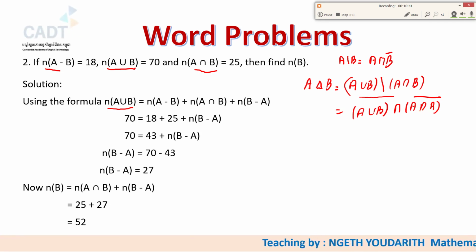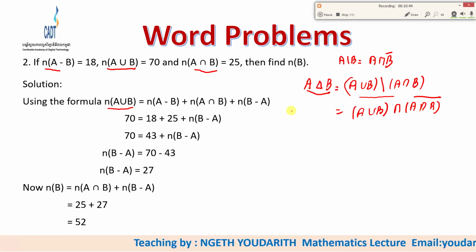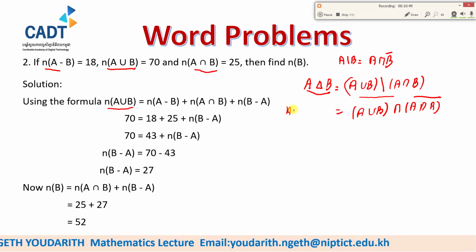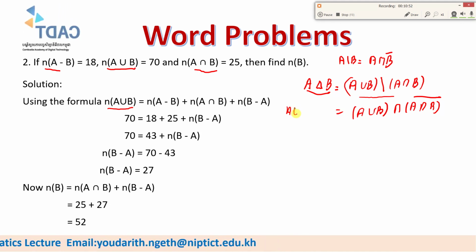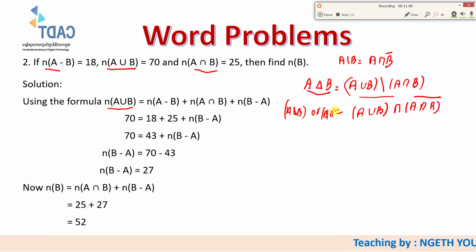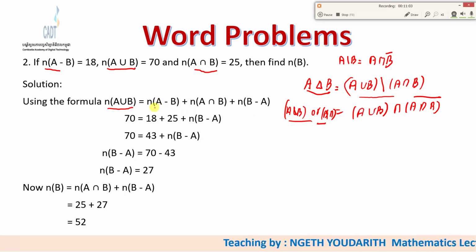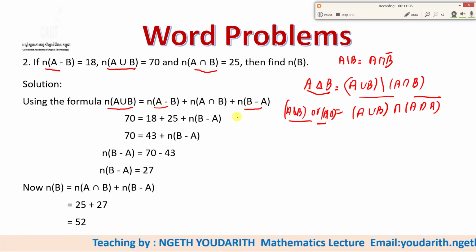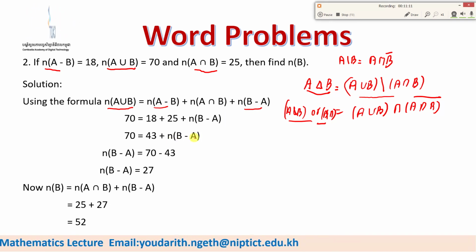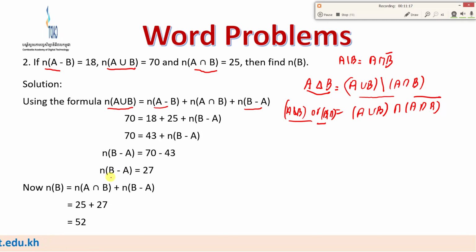And the next, but this one is equal to A, this one is A union B, A different B, or B different A. So we expand this one and we get this one, and this is our expansion of symmetrically different. Now we get our N B minus A, or B different A, is equal to 27.